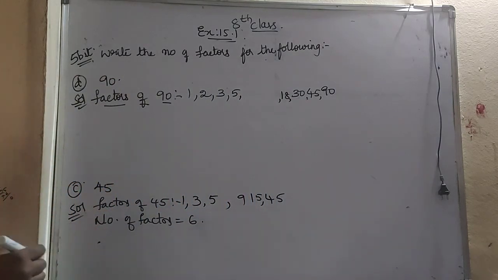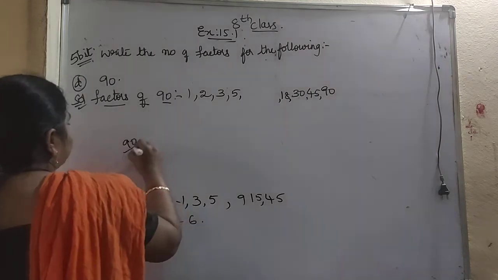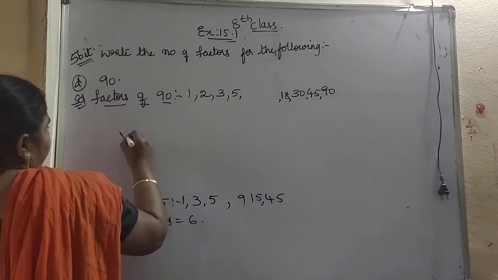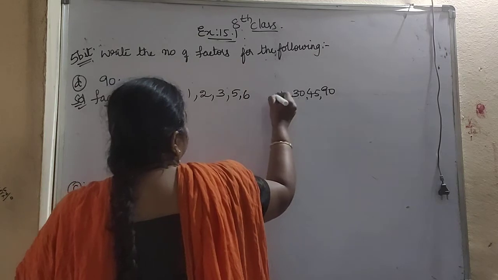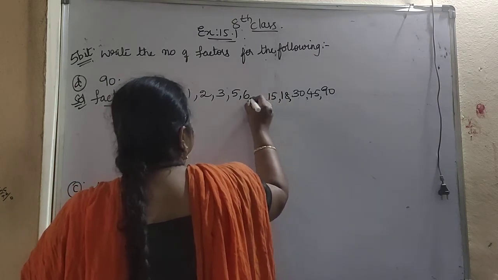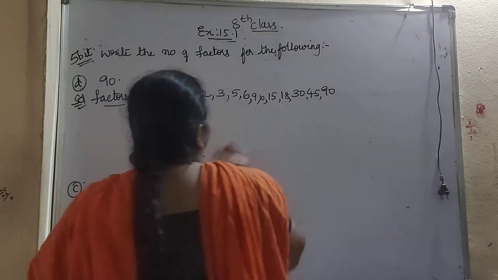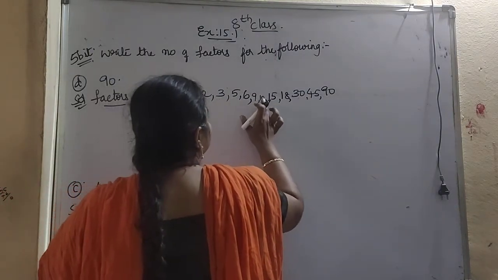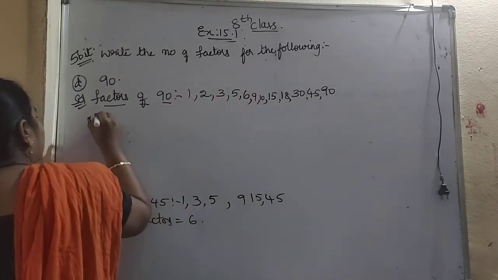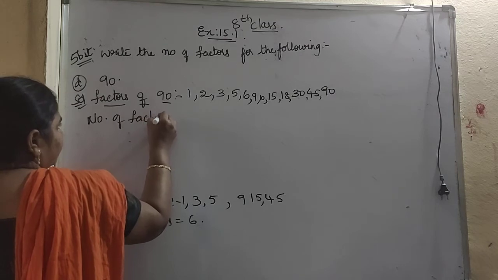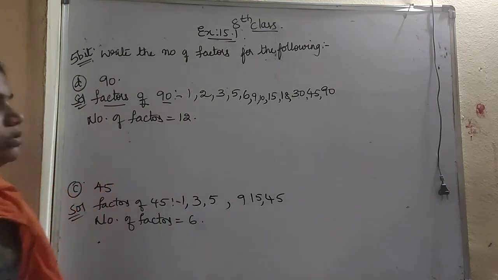In 6 table, it will go in 6 table. 6, 15 times is 90. Next it will not go in 7, 8 also it will not go. 9, yes, 9, 10 times is 90. So how many factors? 1, 2, 3, 4, 5, 6, 7, 8, 9, 10, 11, 12 factors. So number of factors is equal to 12. So this is our D bit.